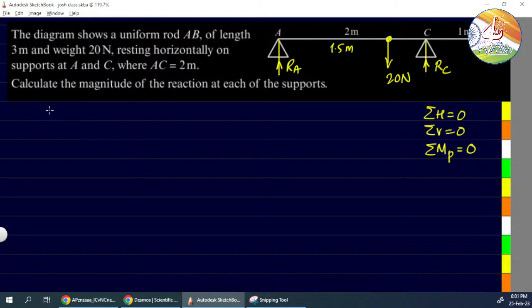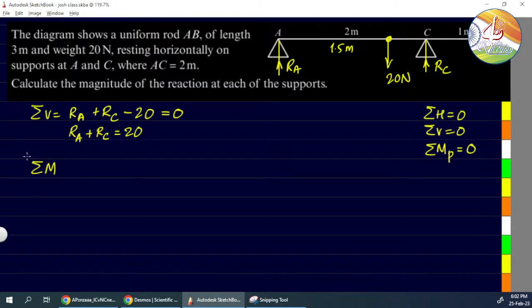So first, there are no horizontal components, so let us start with vertical components. RA is acting upwards, RC is acting upwards, and 20 is acting downwards. There are no other forces, so this total should be 0. That means RA plus RC equals 20. Sigma H we cannot take because there are no horizontal components, but we need to find RA and RC. So for that, we have to take the sum of moments about some point.